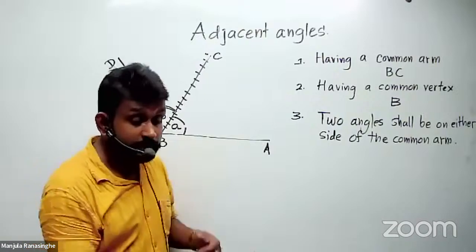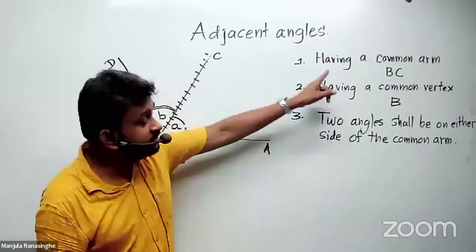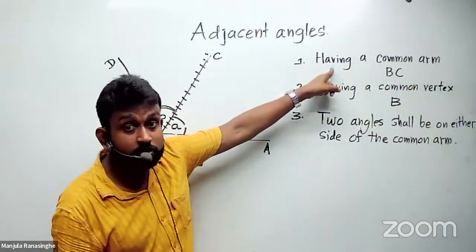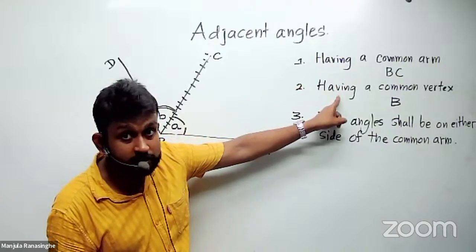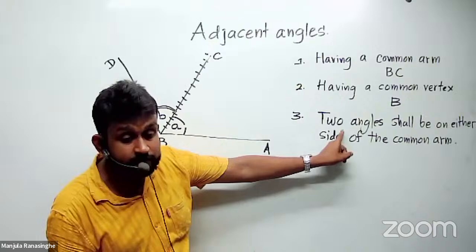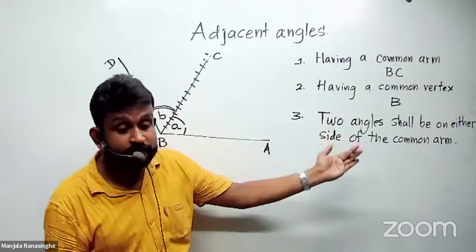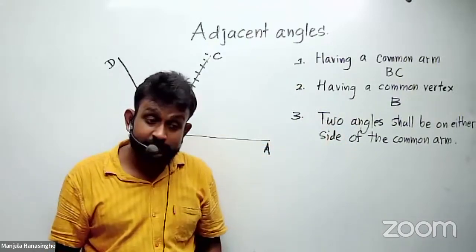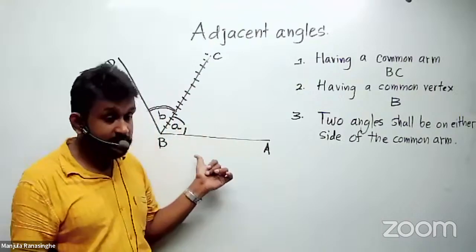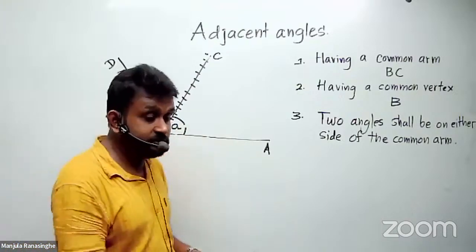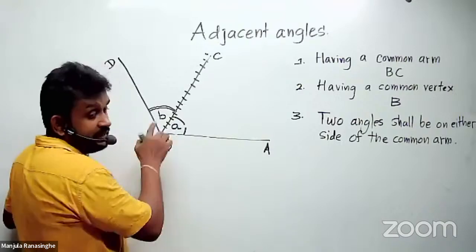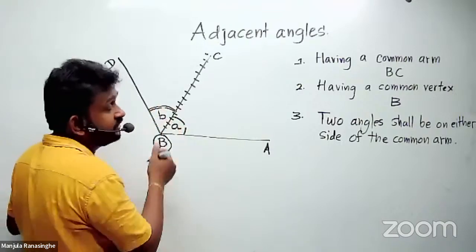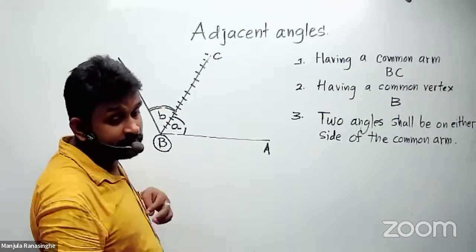Tell my students, right? So what are the three requirements? Tell everyone. Having a common arm. The second one, having a common vertex. Then two angles shall be on either side of the common arm. Right. So you can now write this one. So this is the common arm BC and common vertex B. An angle lies either sides of the common arm.